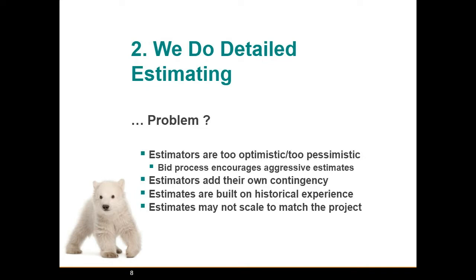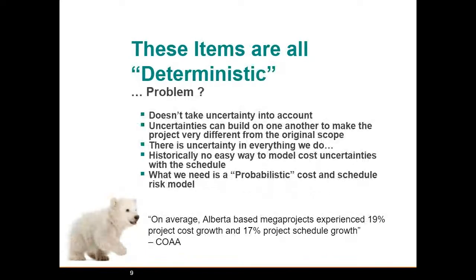Sometimes those estimates are based on historical experience or smaller or larger projects, which don't turn out to be accurate. So estimates may not scale linearly with the project, and estimates based on historical experience may be no longer valid. So all these items are what we call deterministic. So the problem is deterministic items don't take uncertainty into account. And uncertainties can build on one another to make the project very different from what was originally planned.